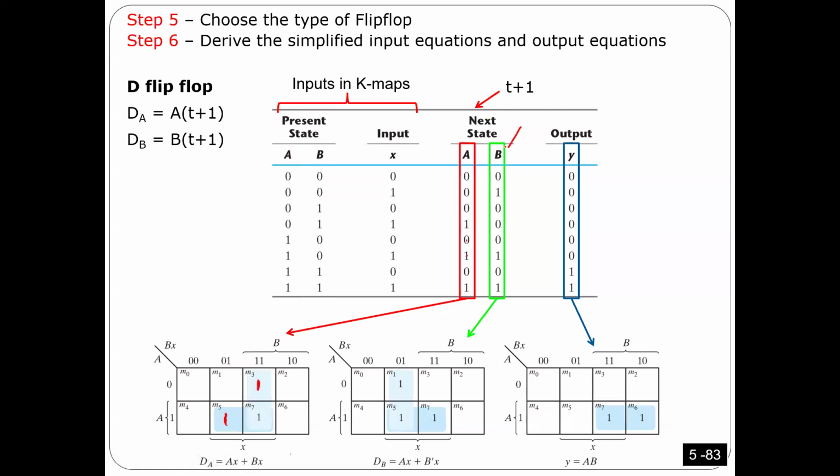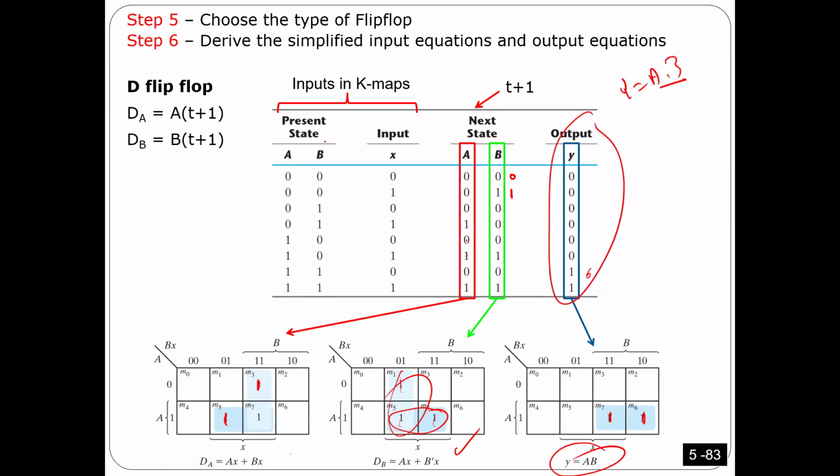For B, I need another combinational circuit for flip-flop B. Again, these are minterms 0, 1, 2, 3, 4, 5, and 7. So here I put 1 at 5, 7. I make one group, another group, and calculate it. For Y, we have only one here and one here, which are numbers 6 and 7. So I put 1 at 7 and 1 at 6, and then I found Y. So Y is equal to A and B. So always A and B should equal 1.